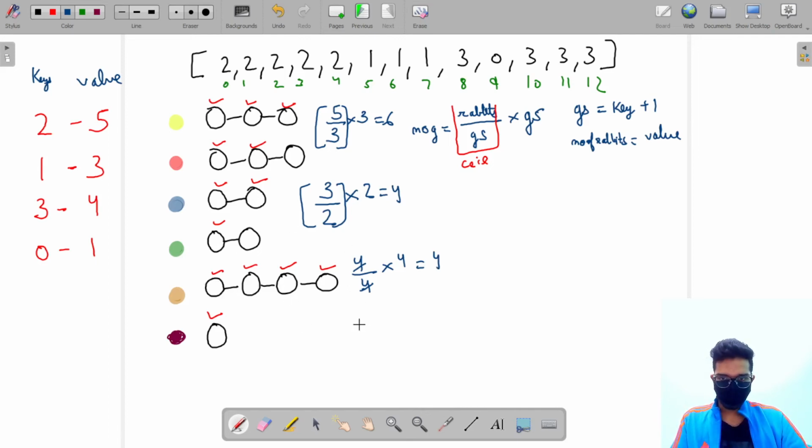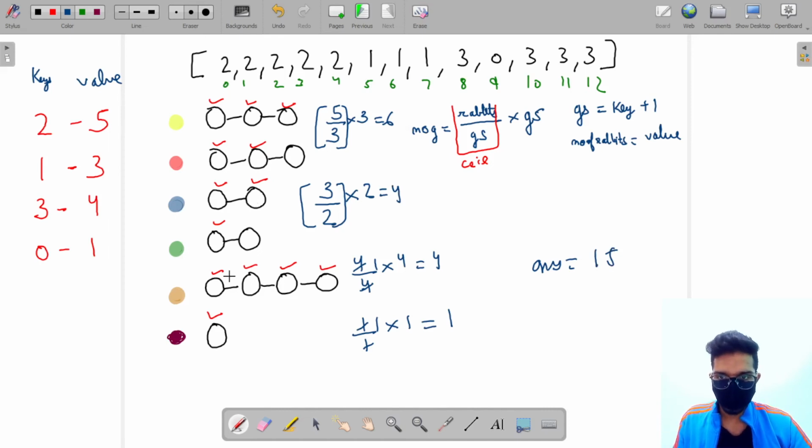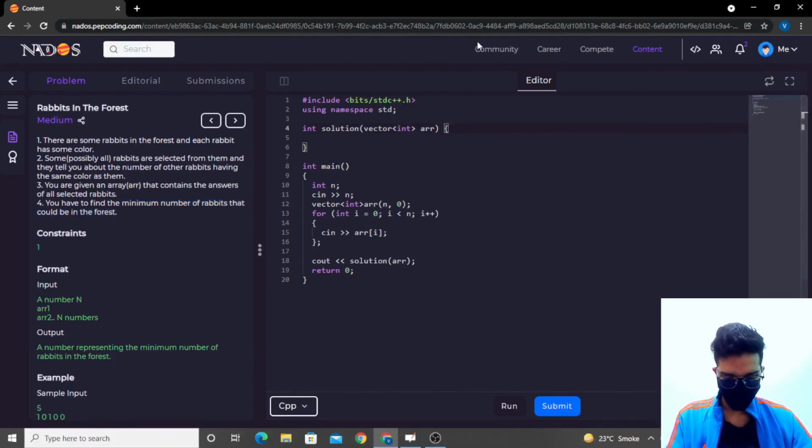Now let's see the last case. The value is 1, and my group size is 0 plus 1, that is 1. 1 into 1 is 1. Here also it was 1, so 1 into 1 is 1. So what is my answer? My answer will be the total of them. So 6 plus 4 is 10, and the answer will be 10 plus 4 plus 1, which is 15. As you can see, 6, 8, 10, 14, 15. Perfect. Now that we know this much, our code will be very simple. Let's code it.